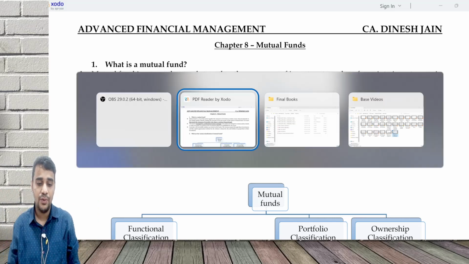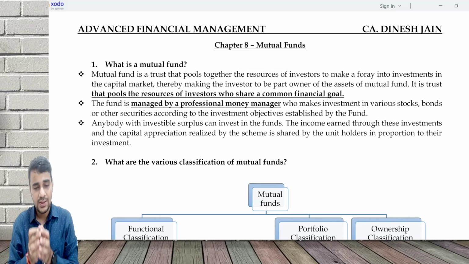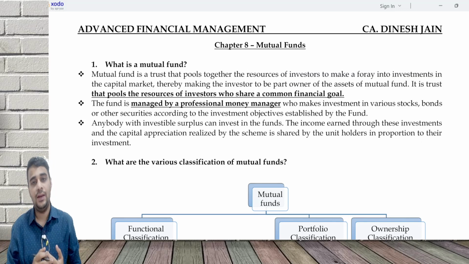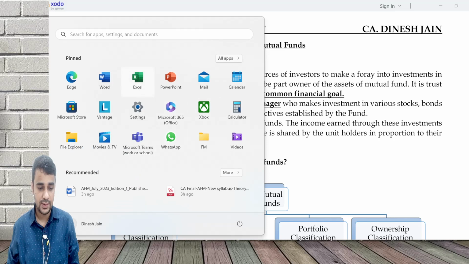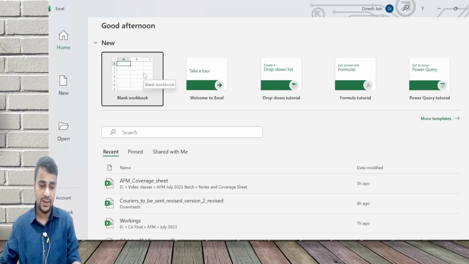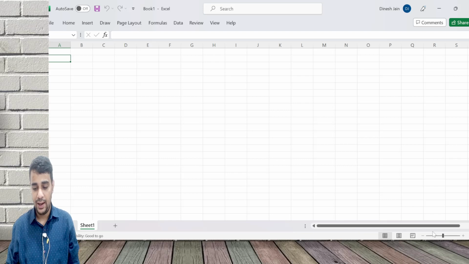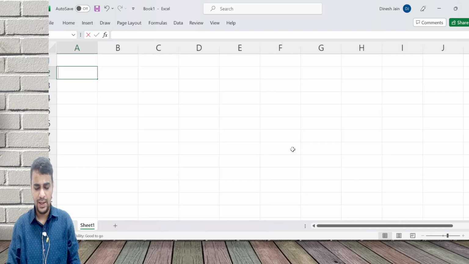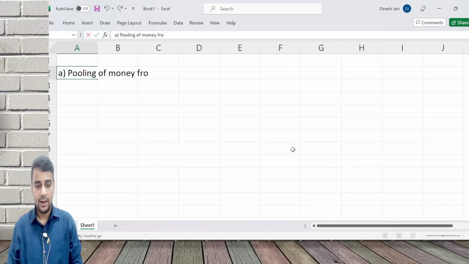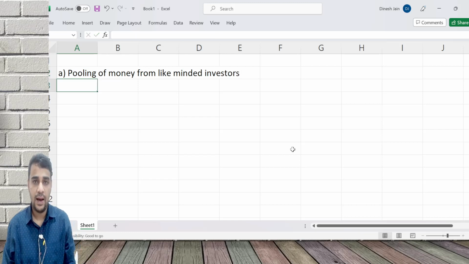So what does a mutual fund exactly do? It is in the job of collecting money or pooling money from a lot of like-minded investors. Who is a like-minded investor? A person who has a common financial goal. So let's write the steps which a mutual fund basically does. It is going to collect money from multiple people. So, pooling of money from like-minded investors, that is, people having a common financial goal.